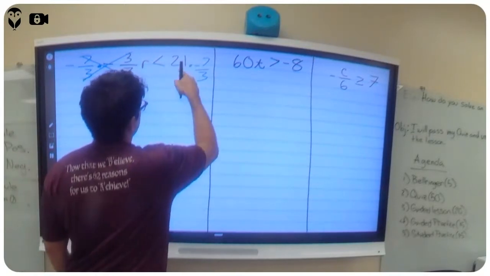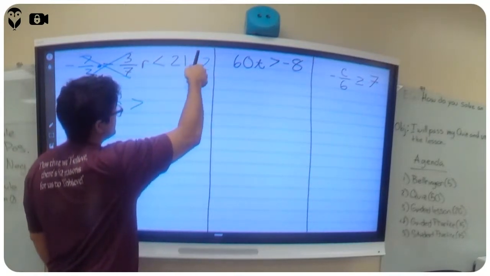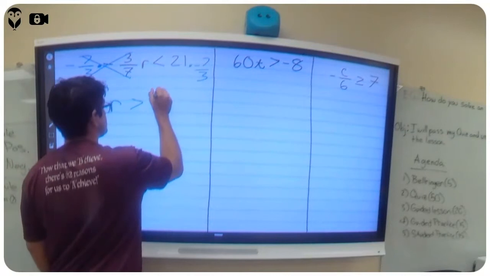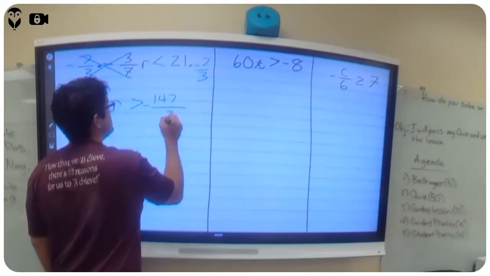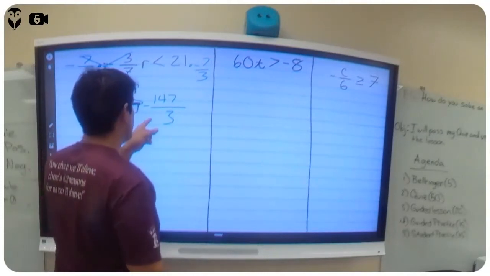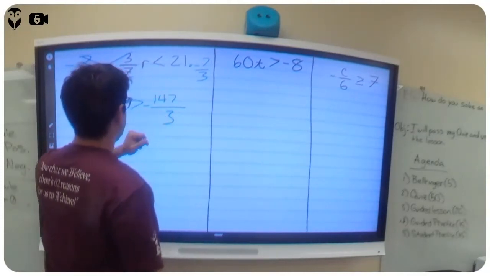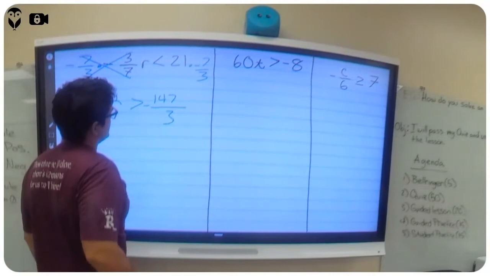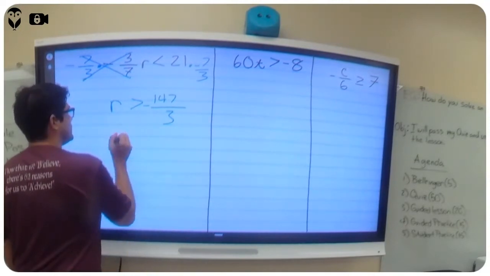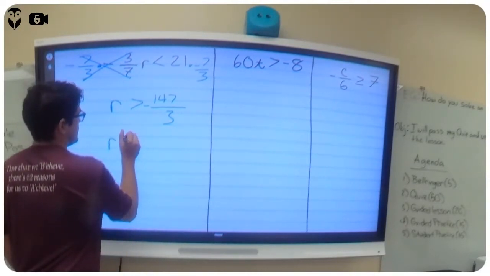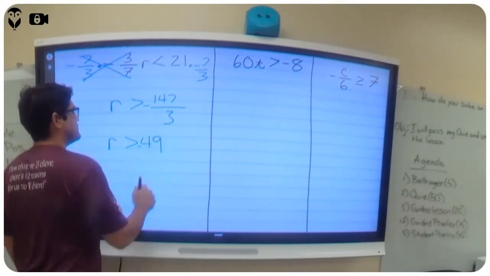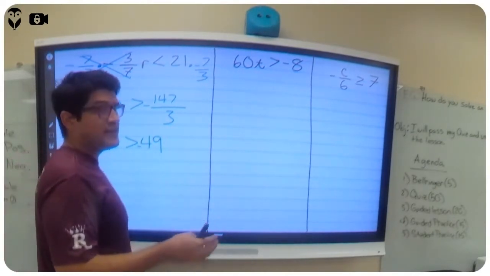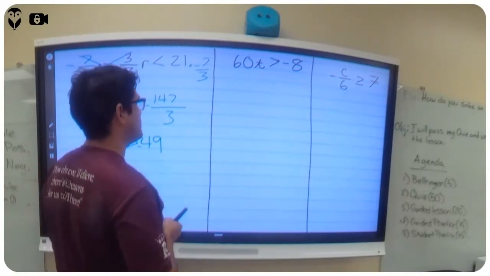And then negative 21 times 7, it's 147. Negative divided by 3, because it's positive times a negative, that's going to make a negative. Then I'm going to divide here, and we are going to get 49. So r is greater than negative 49. Okay, so anything greater than negative 49 would be a solution to this problem.